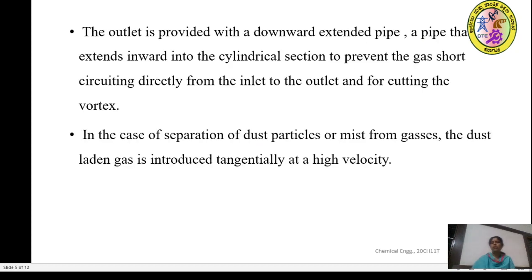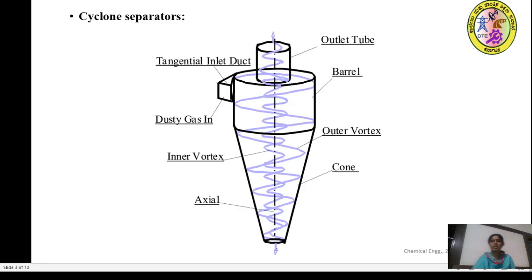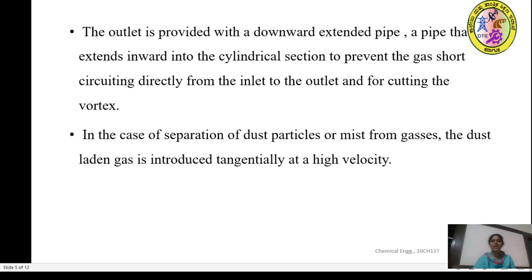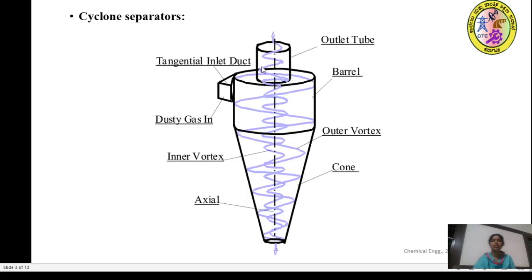The outlet, as I said, is provided at the top in order to take out the clean gas, and which will extend into the cylindrical portion in order to cut off the vortex formation, so that it prevents some of the particles escaping through the outlet tube, as the centrifugal force is much stronger.